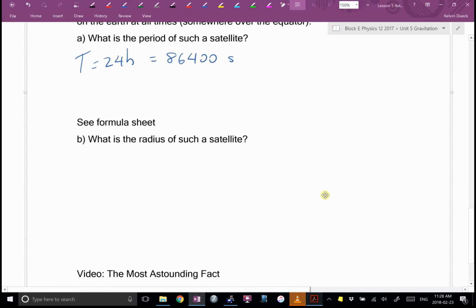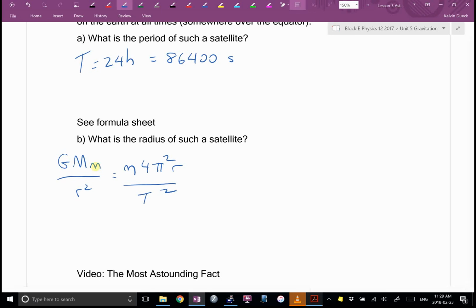What's the orbital radius of such a satellite? Are we in orbit? Gravity is what's pulling me in a circle. Which version of circular acceleration am I going to use? Oh, I know the period. It's a capital T. Does an M cancel? Yep. Does an R cancel?